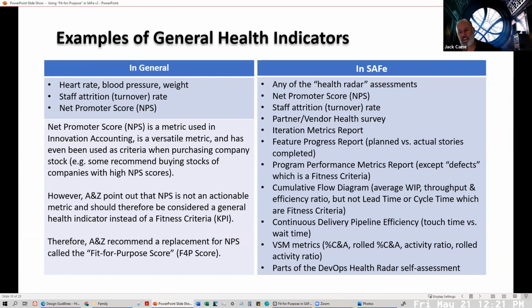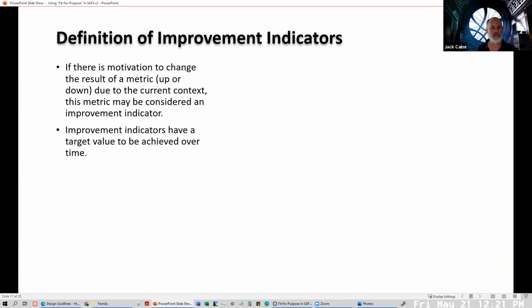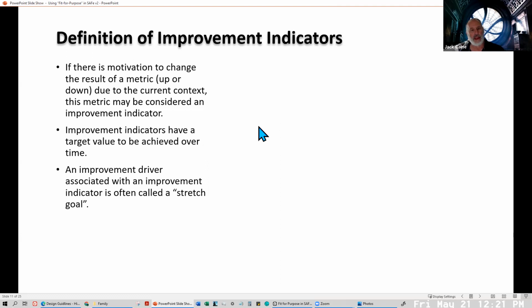There are parts of the DevOps Health Radar self-assessment also, which are clearly just general health indicators. There are others that are more associated with KPIs. So an improvement indicator, that's the third type. If there is motivation to change the result of a metric, either up or down, due to the current context, this metric may be considered an improvement indicator. Improvement indicators have a target value to be achieved over time. An improvement driver associated with an improvement indicator is often called a stretch goal.